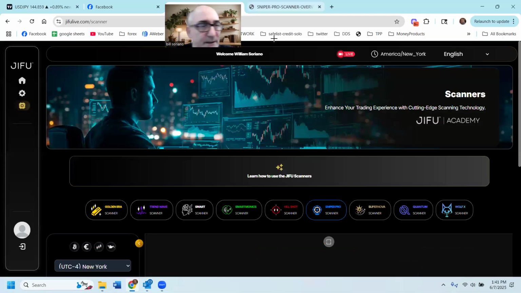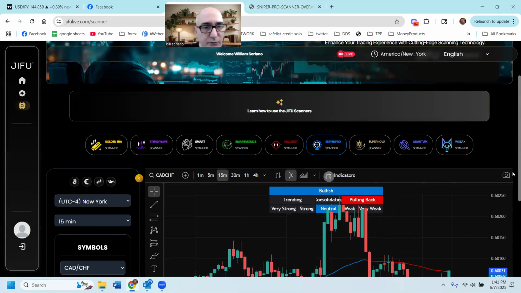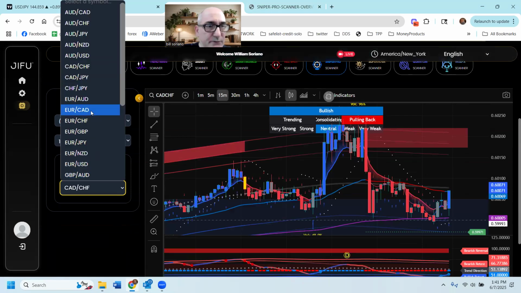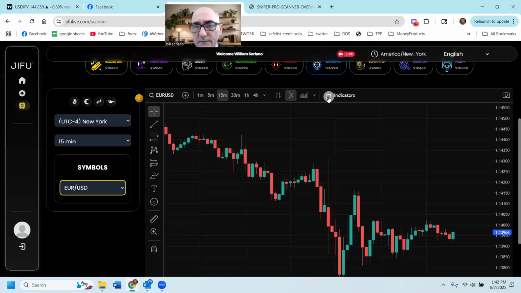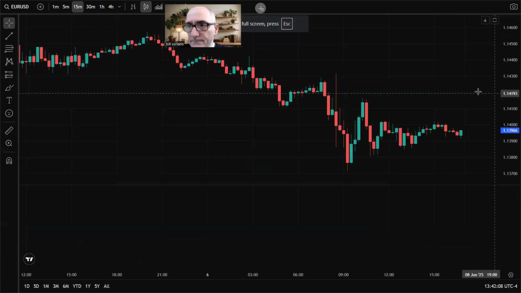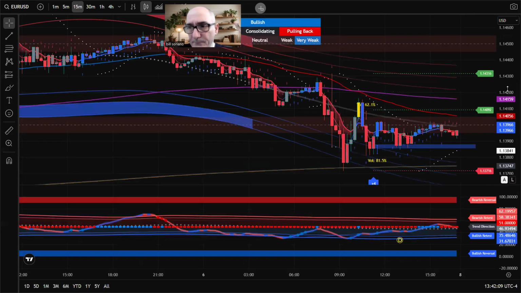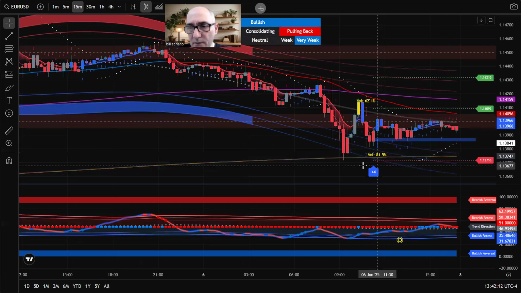Okay, next one's going to be EU. Call it EU, it's EUR USD. Let's make it bigger here. Okay, this is a buy. We have a +4 candle, right? We're going with the trend.